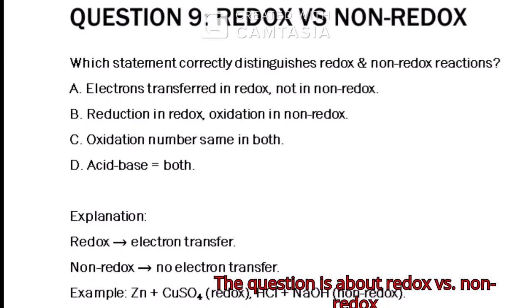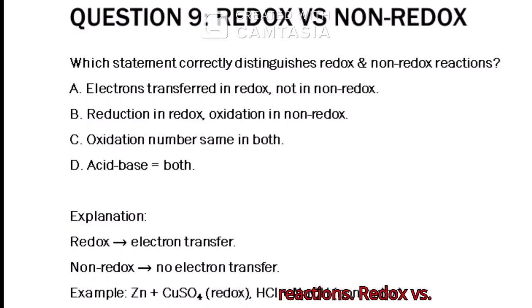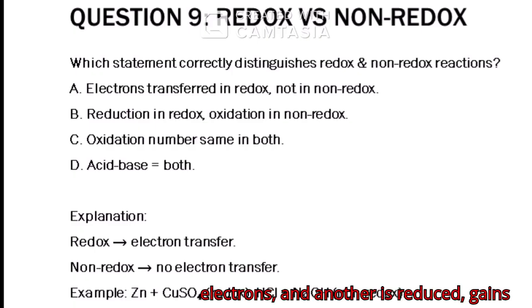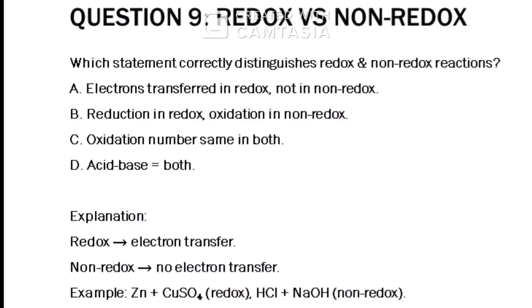The question is about redox versus non-redox reactions. Redox reactions involve electron transfer. One substance is oxidized, loses electrons, and another is reduced, gains electrons. Non-redox reactions involve no electron transfer. Atoms keep the same oxidation states. Example: redox, Zn plus CuSO4 gives ZnSO4 plus Cu, Zn loses electrons, Cu gains electrons. Non-redox, HCl plus NaOH gives NaCl plus H2O, neutralization, no electron transfer. Redox reactions involve electron transfer.